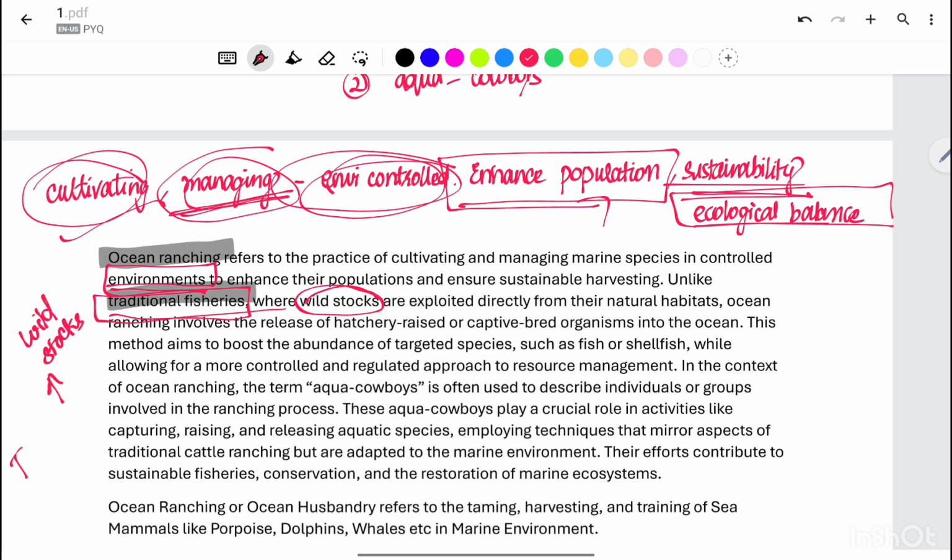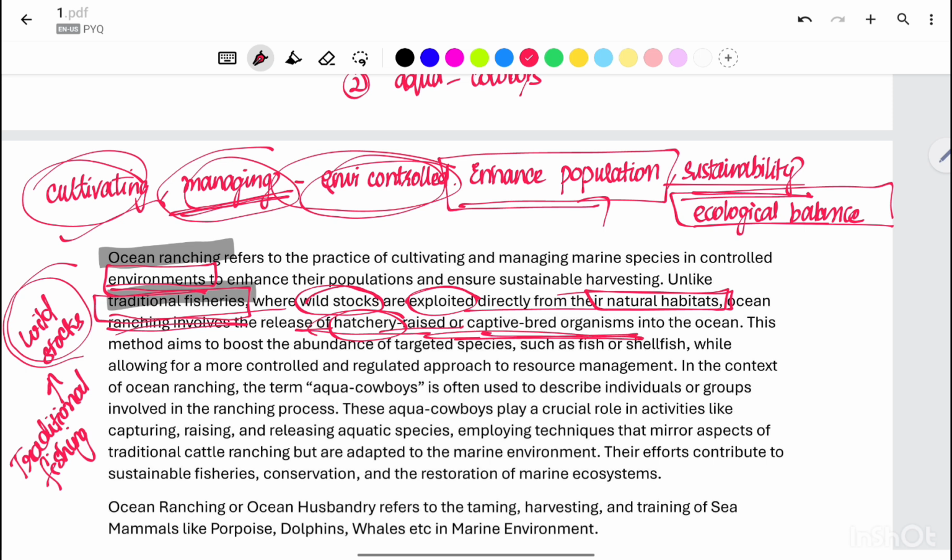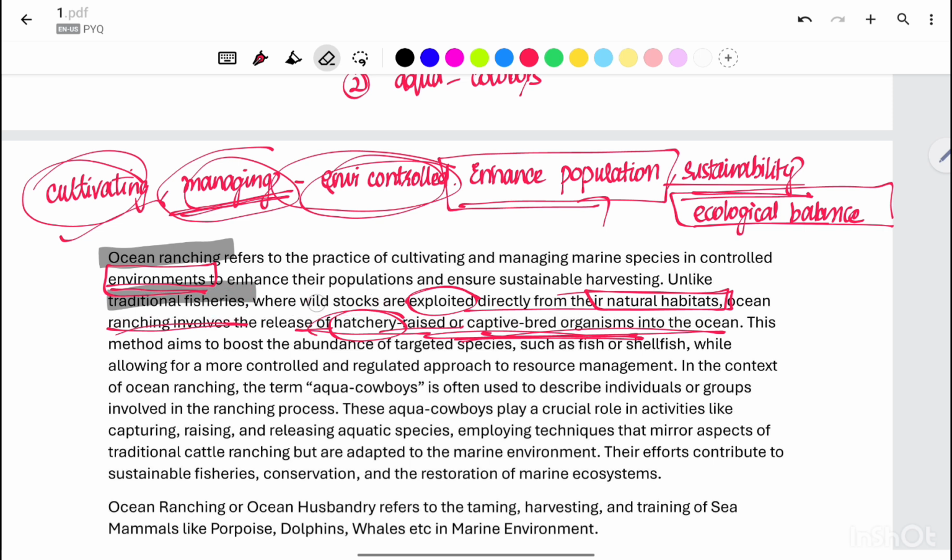Wild stocks are only in traditional fishing. In traditional fishing, wild stocks are being exploited directly from their natural habitat. Ocean ranching involves release of hatchery raised or captive bred organisms in the ocean. Right? You are going for wild stocks and taking them from their natural habitat, exploiting them from their natural habitat. Whereas in ocean ranching, you have eggs, and you hatch them in a controlled environment.